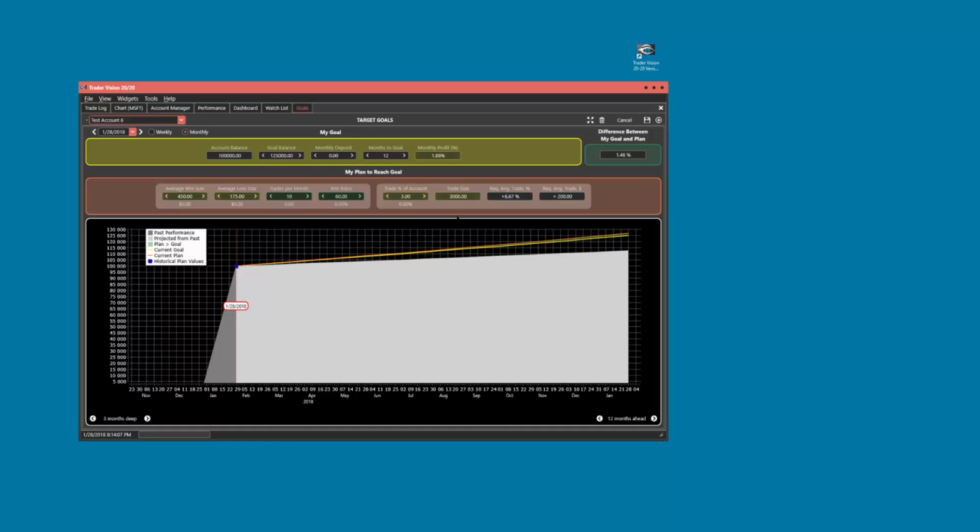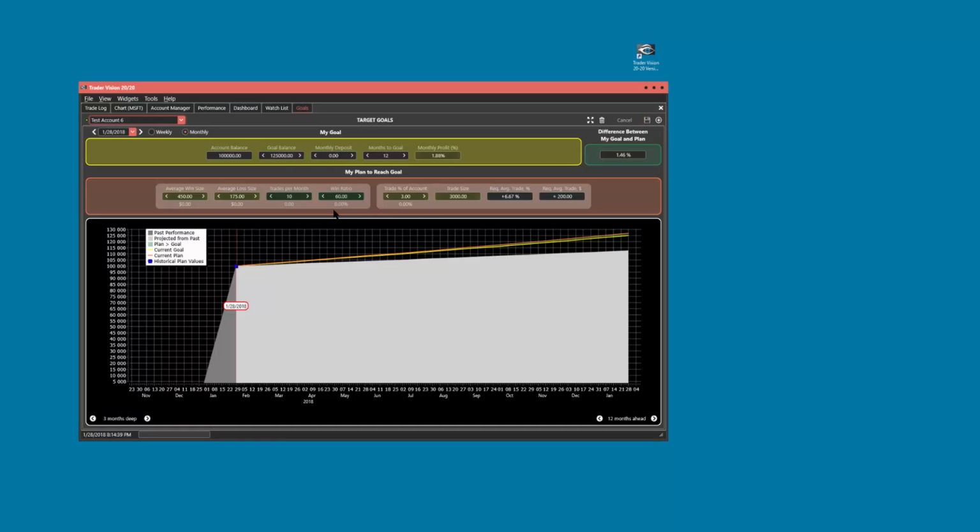Under these parameters, taking a $3,000 trade size, we would have to have an average across wins and losses of plus 6 2/3%. And that would require an average trade, again including both wins and losses, of plus $200. That seems quite reasonable and very doable. So for now, let's go ahead and save these goals.